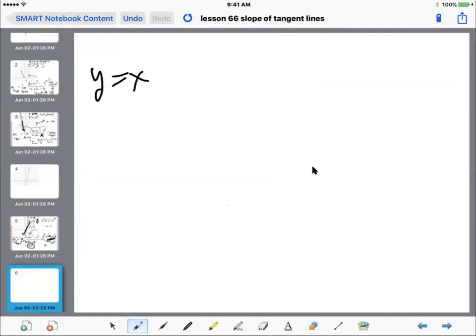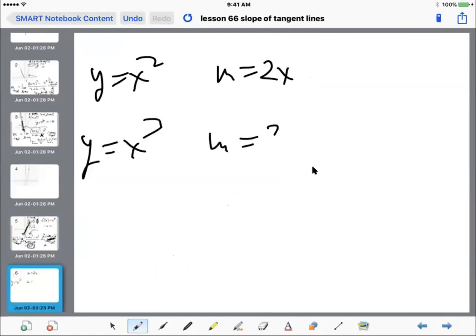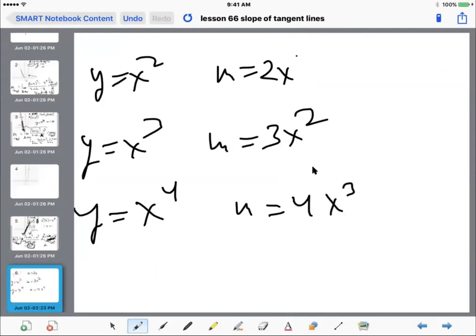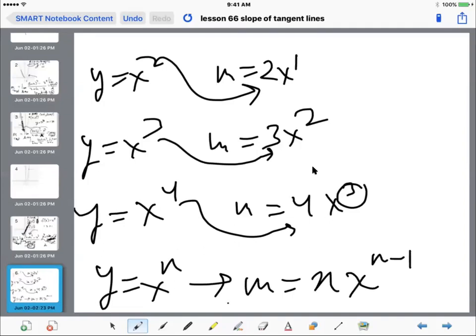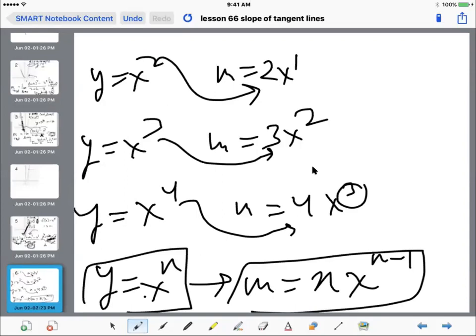Now, let's summarize. For y equals x squared, the slope was 2x. And for y equals x to the third, the slope was 3x squared. Anyone want to speculate what would happen if I made the power x to the fourth? That's right, it would be 4x to the third. In general, the coefficient is the exponent, and the exponent is 1 less than the coefficient. Y equals x to the n, the slope becomes nx to the n minus 1 power. That's only for things of this form, where there's no number in front of the x.